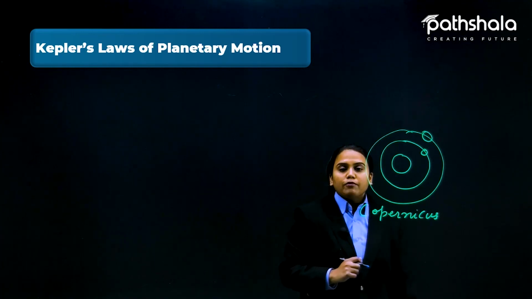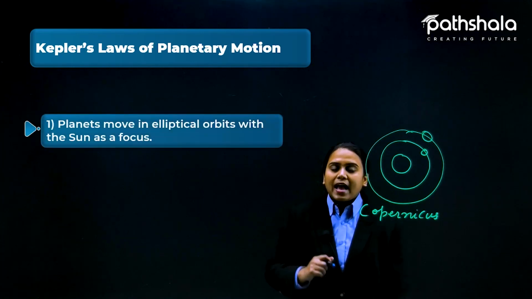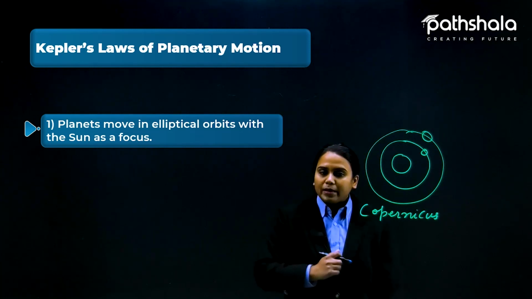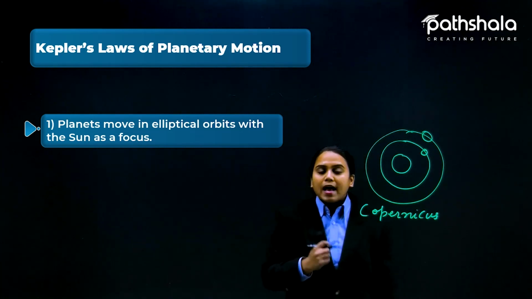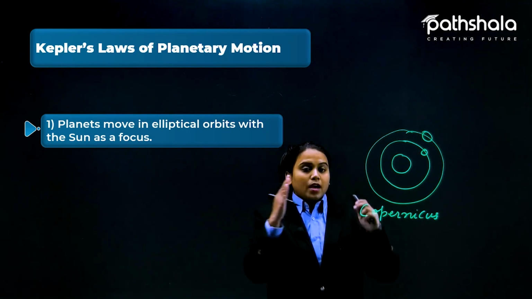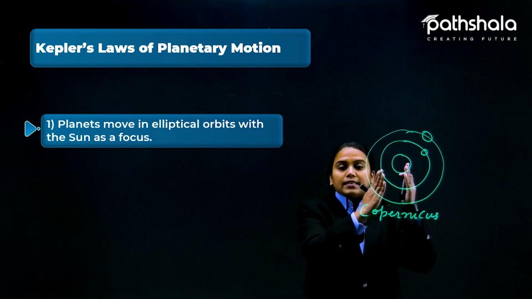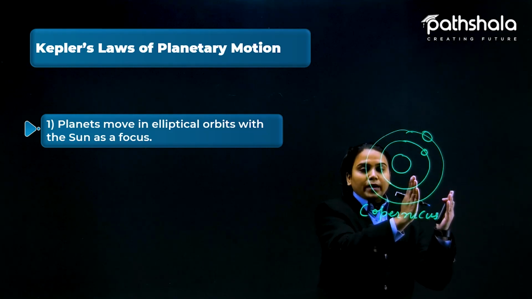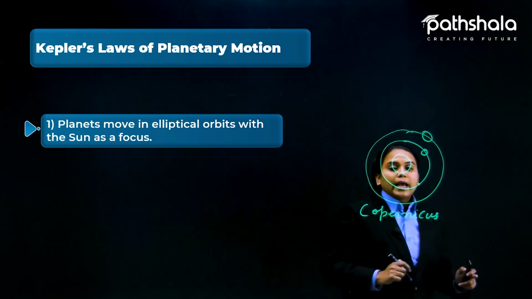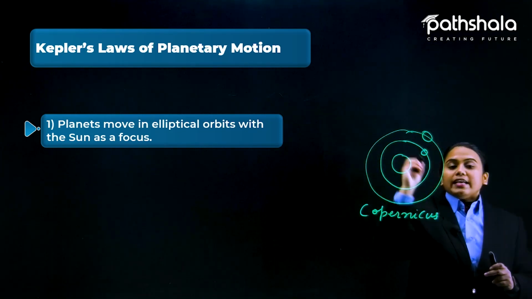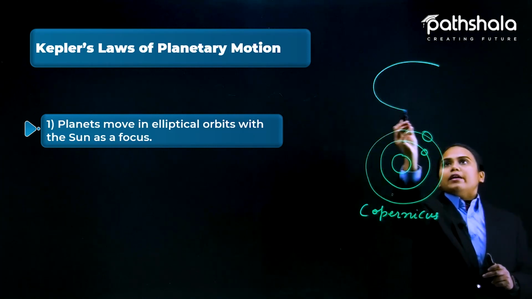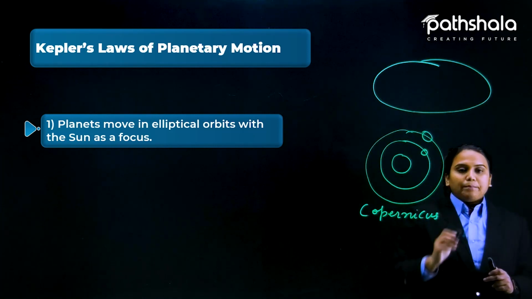So the first postulate given by Kepler is that the planets move in elliptical orbits with the sun as a focus. The earlier scientists suggested that the sun is the center of the orbit and the planets revolve around it. But Kepler told us that it is not a circular path, it is an elliptical path. And now, what is elliptical?